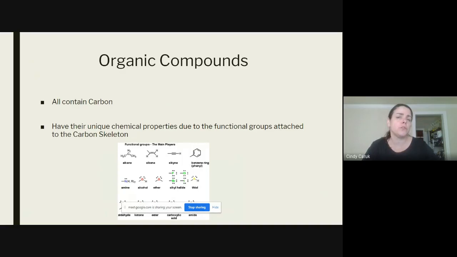You have your sulfhydryl group that is in some of your amino acids that creates a disulfide bond, a nice strong bond. And then if you see a methyl group, that's a hydrophobic group. That's CH3. Okay.